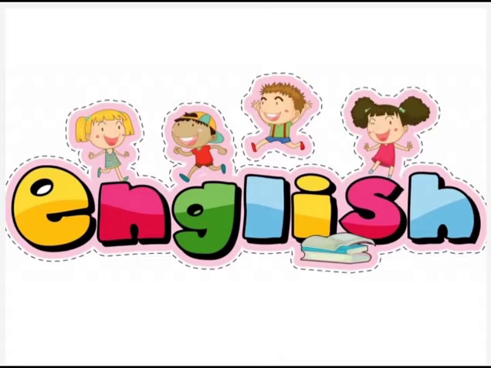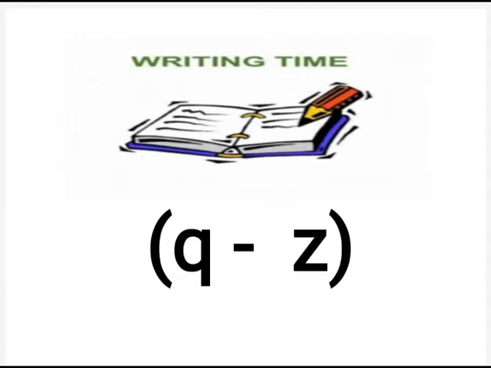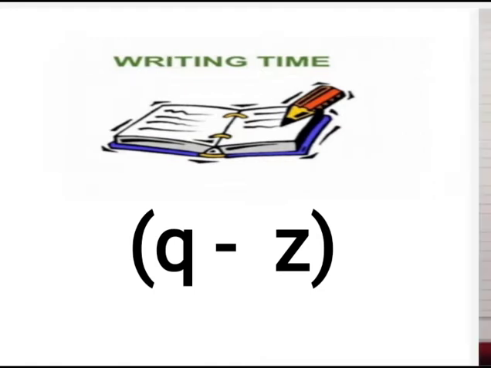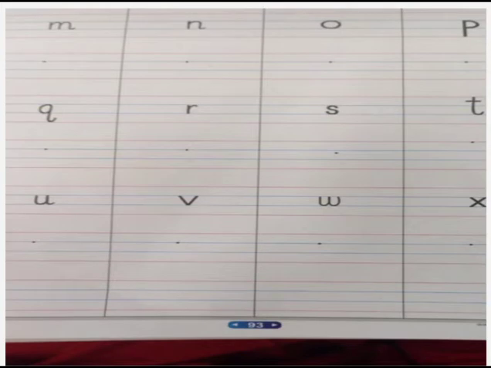Goenkans, welcome to your English class. As you have already learned sequencing of lowercase letters from A to P, today we are going to write the letters from Q to Z in a sequence. I want all of you to open page number 93 and page number 94 of your English notebooks. And let's get started, everyone.